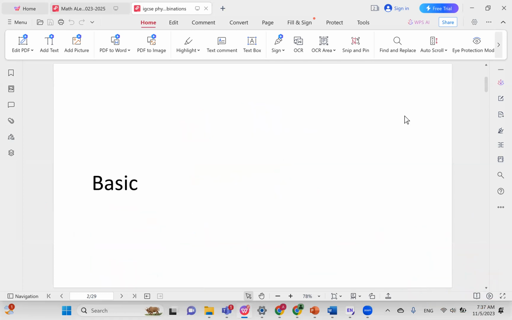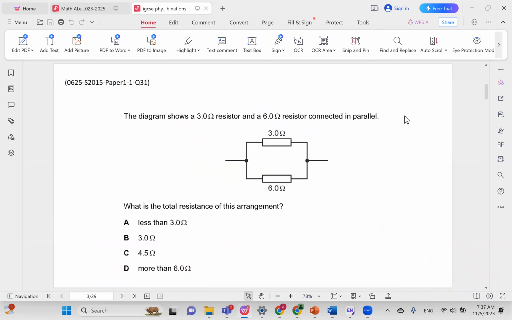So let's seek some examples here. The diagram shows a 3 ohm resistor and a 6 ohm resistor connected in parallel. What is the total resistance of this arrangement? So you should understand that the total resistance has to be less than 3 ohms. Regardless of what the actual value is, you don't have to calculate it. You should just understand that it will definitely be less than 3 ohms.